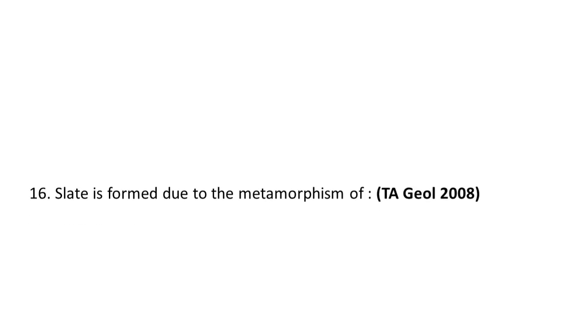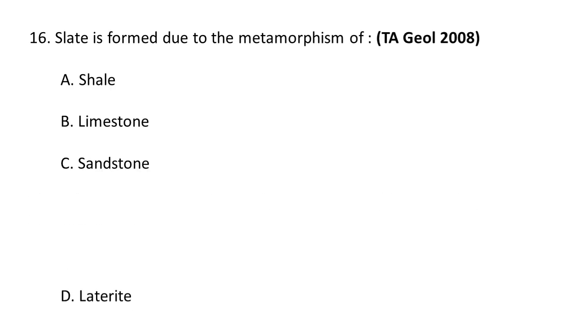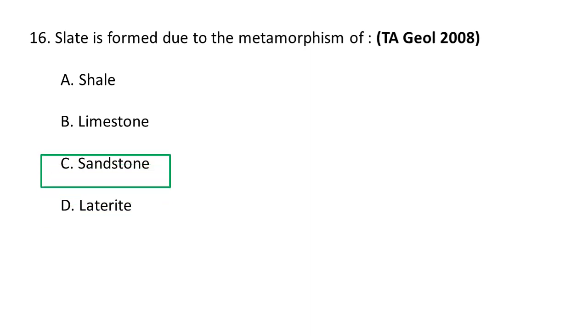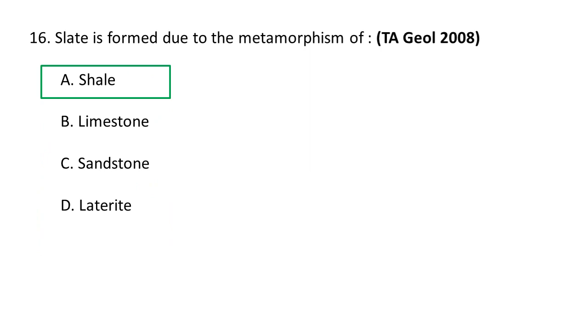Next question. Slate is formed due to the metamorphism of, very simple question, A. shale, B. limestone, C. sandstone and D. laterite. Slate is formed due to the metamorphism of shale. Slate is formed when shale or mudstone is exposed to heat and pressure, which is known as metamorphism, and slate is made up of minerals like quartz, muscovite, illite, biotite, chlorite, hematite and pyrite. So slate is formed due to the metamorphism of shale.